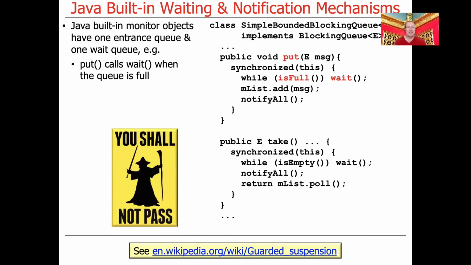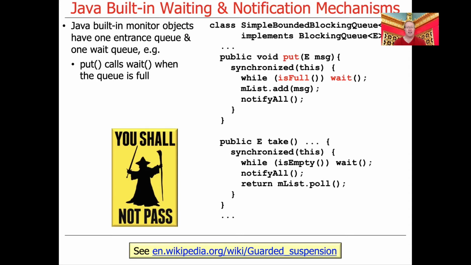So as you can see, the put method for our simple bounded blocking queue uses the guarded suspension pattern, very much like we saw when we talked about condition objects. In this case, if you try to put a message into a full queue, then we're going to go ahead and go to sleep or wait until the queue may be not full.